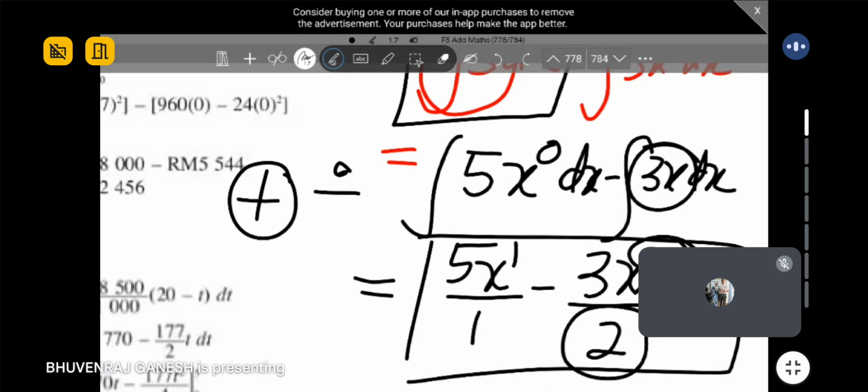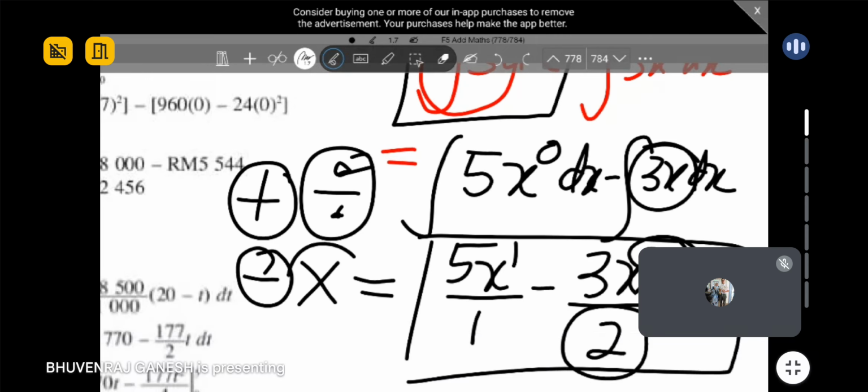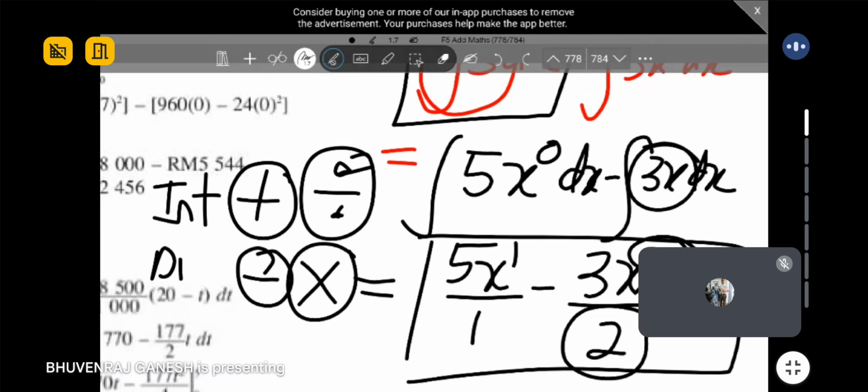Plus and divide. Okay? So differentiation, pembezaan, is minus and multiply. Okay, make sure you differentiate, guys. This one is integration. This one is differentiation, pembezaan. Okay, are you all clear?